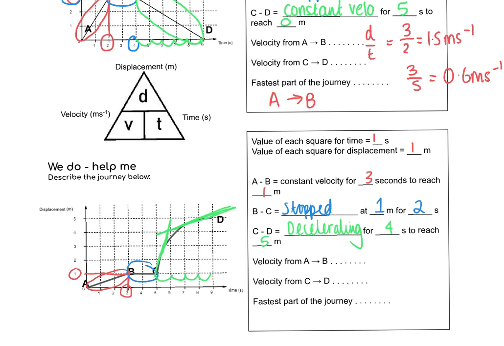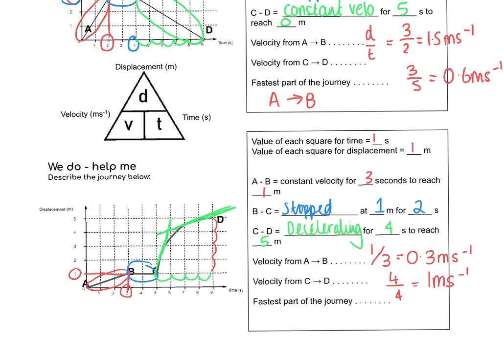Then we've got to have a look at our velocity from A to B. So what we're looking at is the change in displacement over the time. So we've got 1 divided by 3, which is going to be 0.3 recurring metres per second. And then from C to D, it's going to go through 1, 2, 3, 4. So it's going to change 4 metres. And then we're going to divide that by how long it takes, which is also 4 seconds. So it's going to be 1 metre per second.